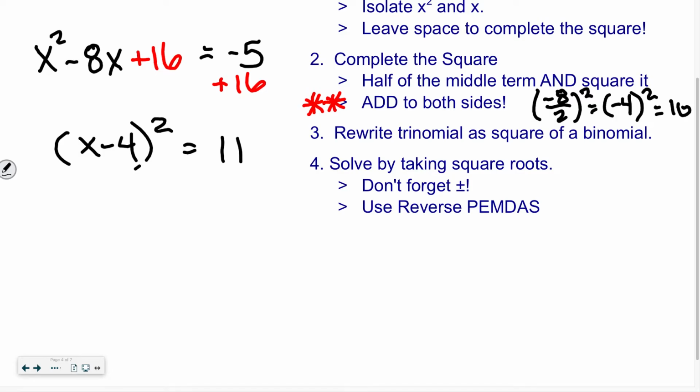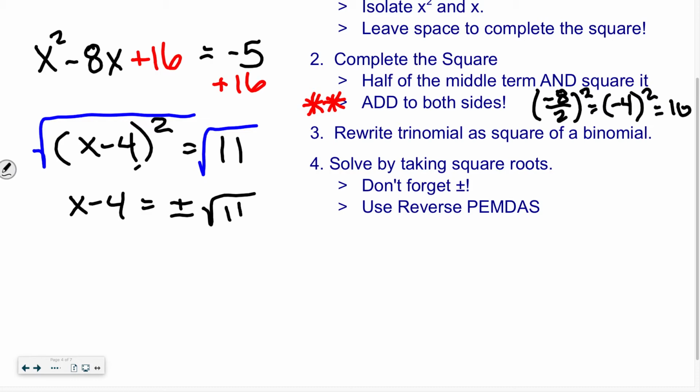So we're going to square root both sides. That's going to give me x minus 4 equals plus or minus the square root of 11. Remember, it's going to go right in front of your square root. Square root of 11, not imaginary, so don't have to worry about i. Doesn't simplify, doesn't have any perfect square factors. So then just leave it as square root of 11, and my final answer is x equals 4 plus or minus the square root of 11.